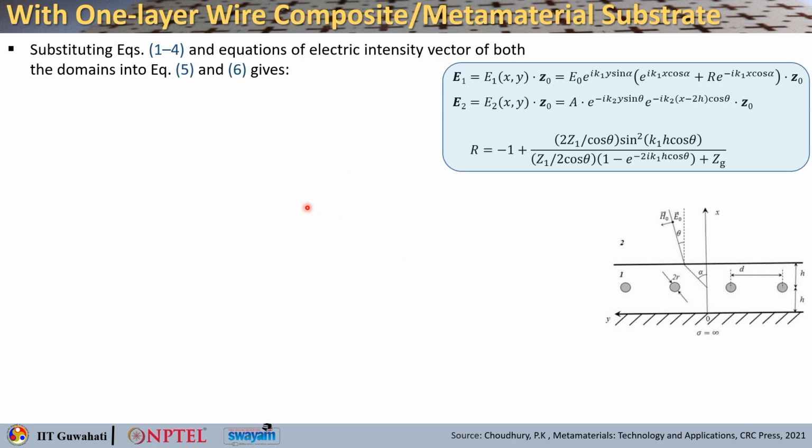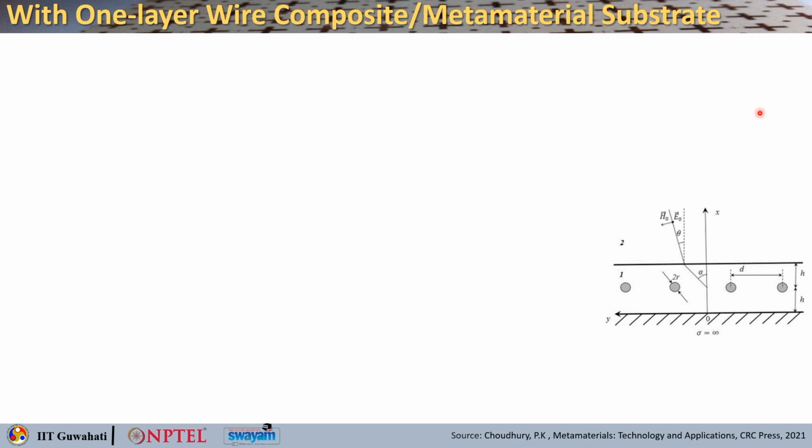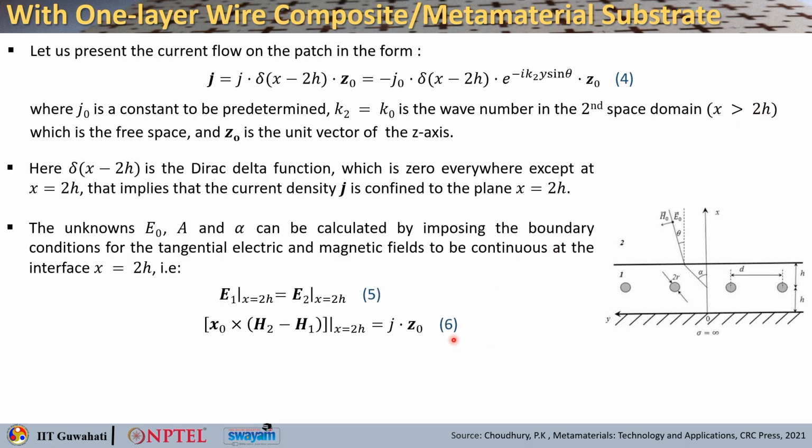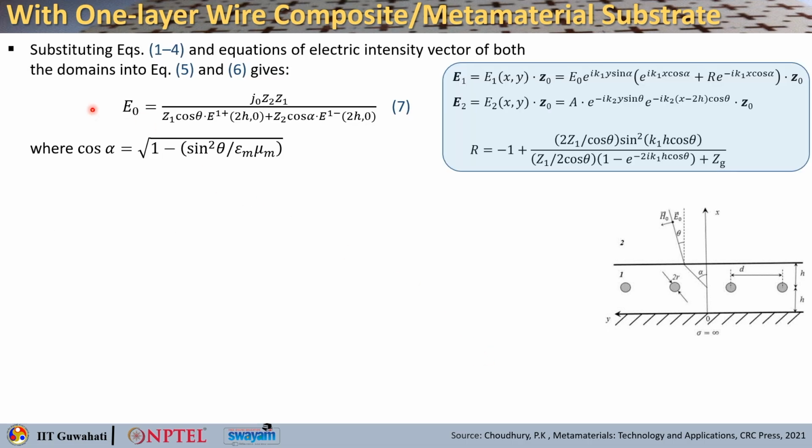Now, once you substitute those equations and the equations from the electric intensity vector, these ones that you have seen in the previous lecture, for both the domains into these expressions 5 and 6, that is your boundary condition, you will be able to obtain what E naught is.